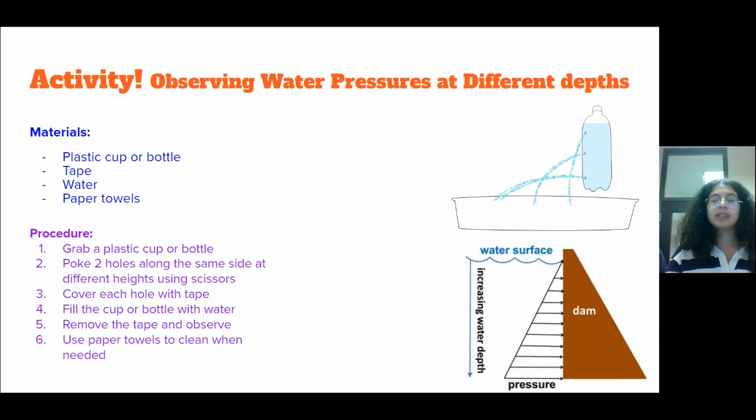First, you will need to gather your materials and grab a plastic bottle. Poke 2 holes along the same side, one at the top and one at the bottom, then cover each hole with tape. Afterwards, fill the cup with water and remove the tapes. I want you all to observe the difference in the pressure of the water and discuss this in your groups. You can pause the video to do so.